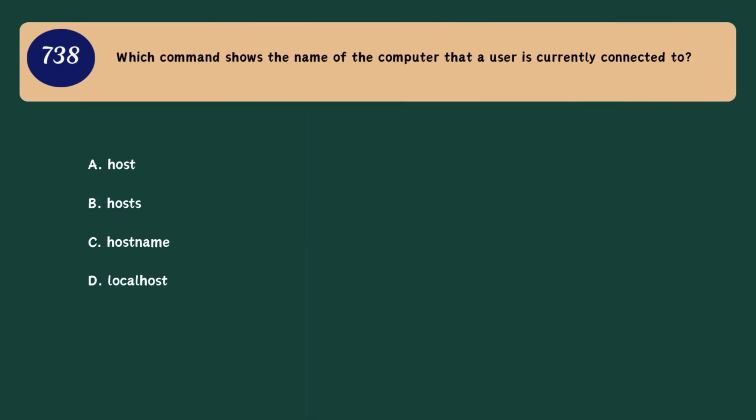Question 738. Which command shows the name of the computer that a user is currently connected to? A. Host. B. Hosts. C. Hostname. D. Localhost.